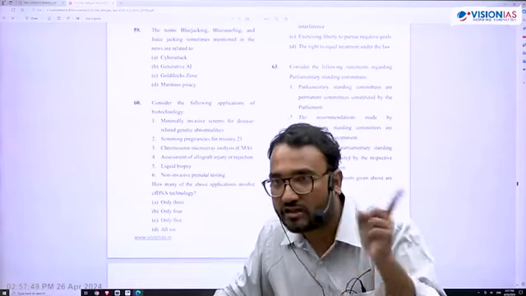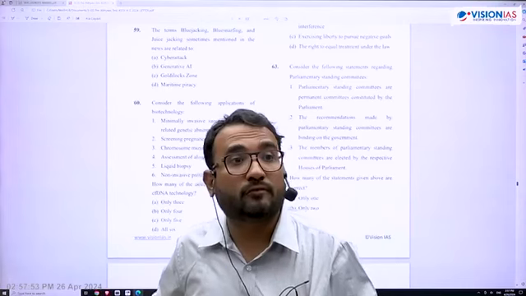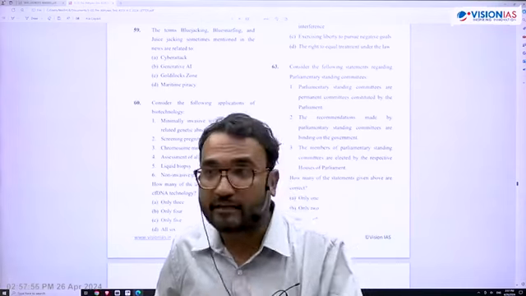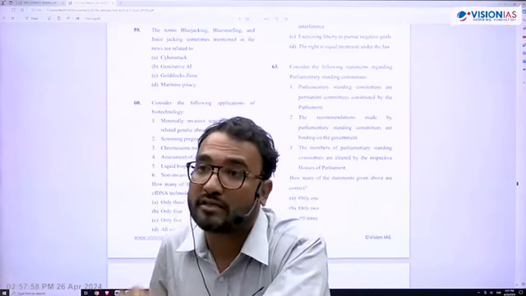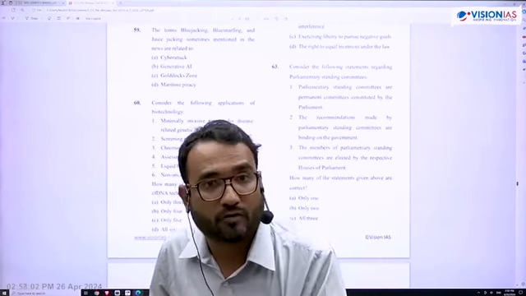Samajh rahe na? Initially, from 1993 to 2004, how many committees? 17. From 2004, how many committees? 17 to 24. Initially there were 45 members, 30 from Lok Sabha, 15 from Rajya Sabha. Now they have 31 members, 21 from Lok Sabha, 10 from Rajya Sabha.